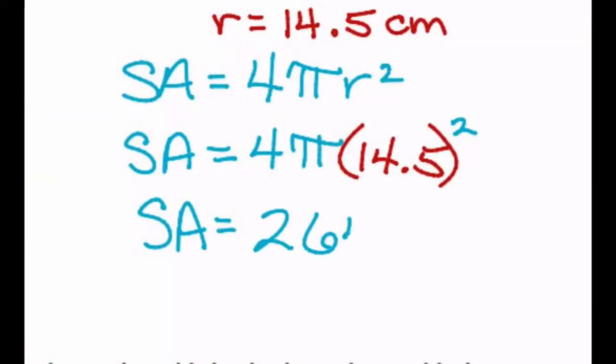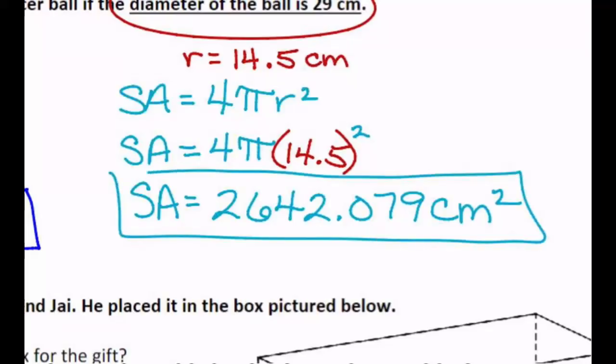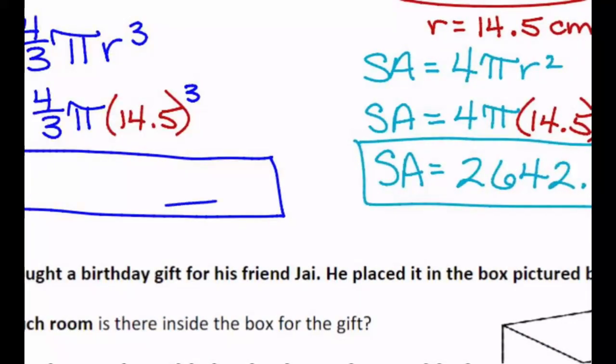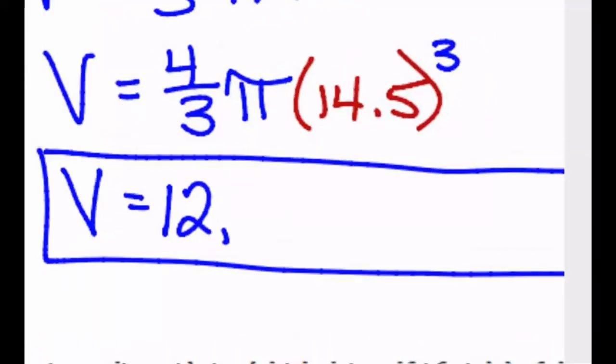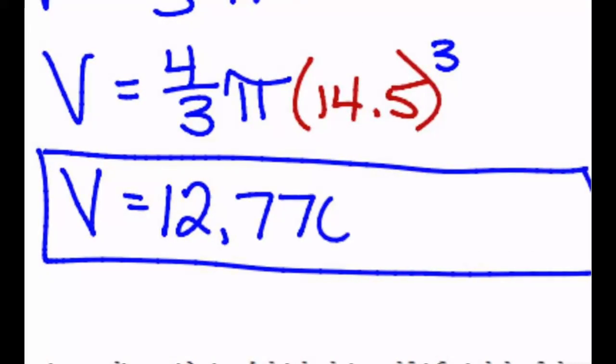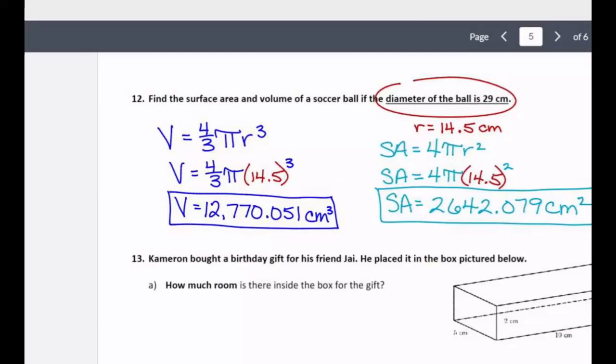This is the one that's 2,642.079, and that would be centimeters squared. That is the surface area. The volume, and I apologize for writing this down wrong the first time, I got 12,770.051 centimeters cubed. I apologize for that.